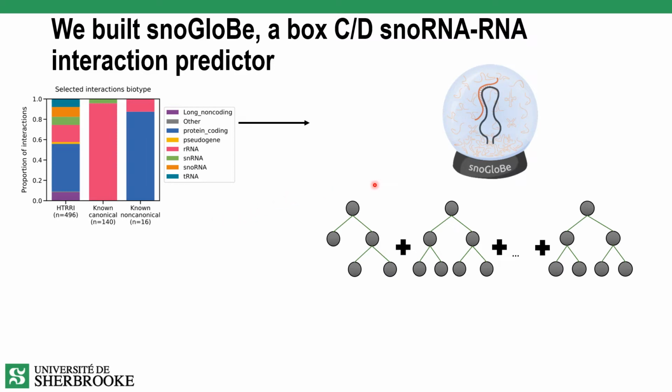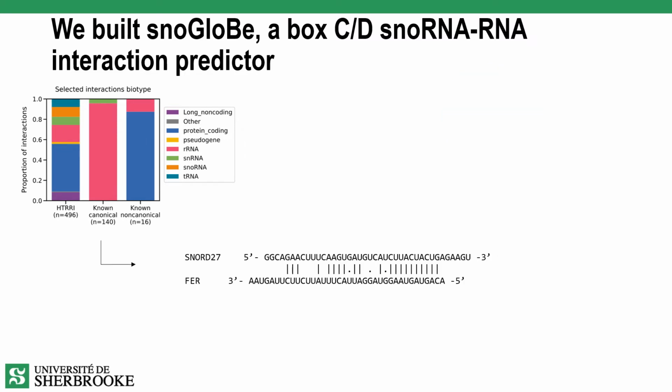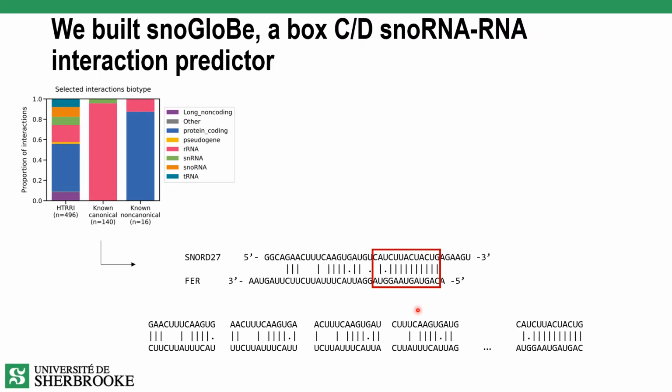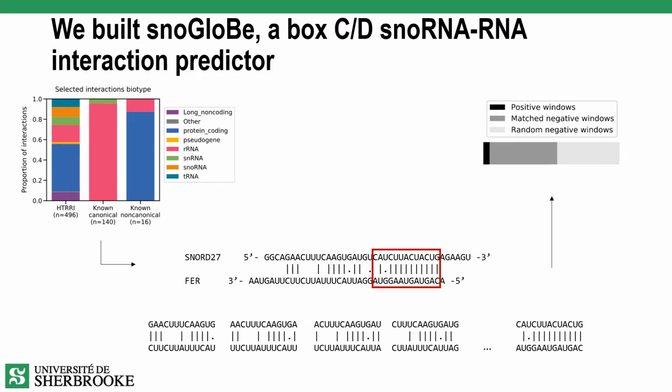So snoGloBe is based on a gradient boosting classifier, which is a combination of multiple weak decision trees. To build snoGloBe, we split every interaction in 13 nucleotide sliding windows, which means that we took the first 13 nucleotides of the interaction, then moved one nucleotide, took another 13 nucleotide window, then moved one nucleotide, took another 13 nucleotide window, and so on until the end of the interaction.